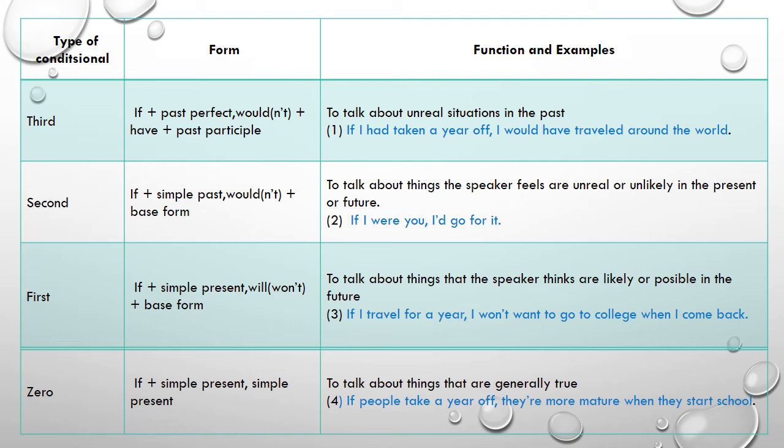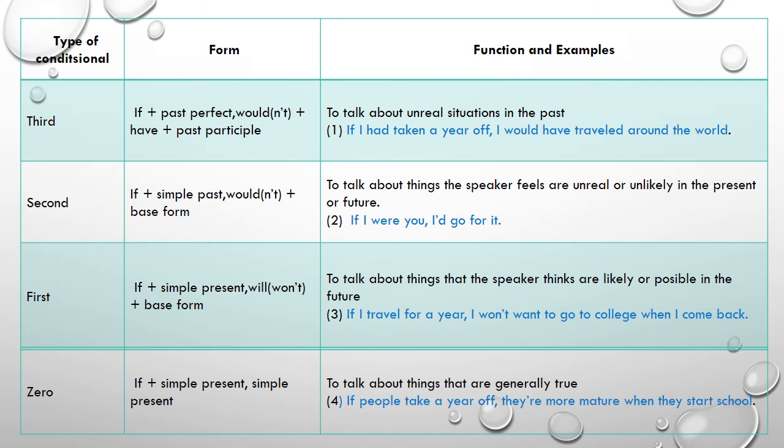Then the first conditional, which is if plus simple present, will or won't plus the base form. And we use this to talk about things that the speaker thinks are likely or possible in the future. For example, if I travel for a year, I would want to go to college when I come back.